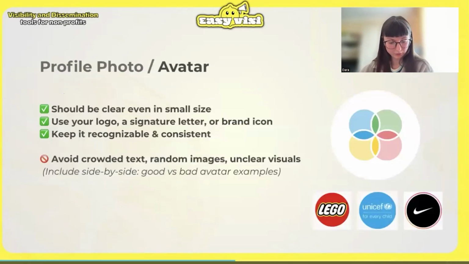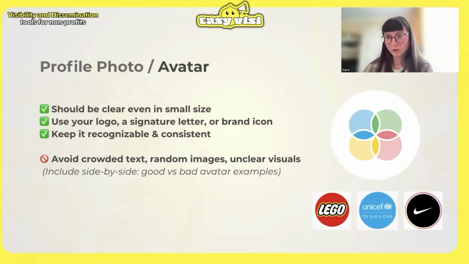All right, let's talk about profile photo and avatar. When you're using your avatar, it should be clear, even in a small size, easily recognizable. Use your logo or signature letter or brand icon. It should stand out from others in a second, in a moment. Use this minimum space to be recognizable. Keep it consistent, of course, with every other platform that you're also using. So, for example, on Facebook and Instagram or TikTok, you have the same icon, so the audience understands that it's you and not somebody else. Avoid crowded text. Avoid random images, like, for example, a random photo of somebody, because people may confuse it with some personal page, or unclear visuals.